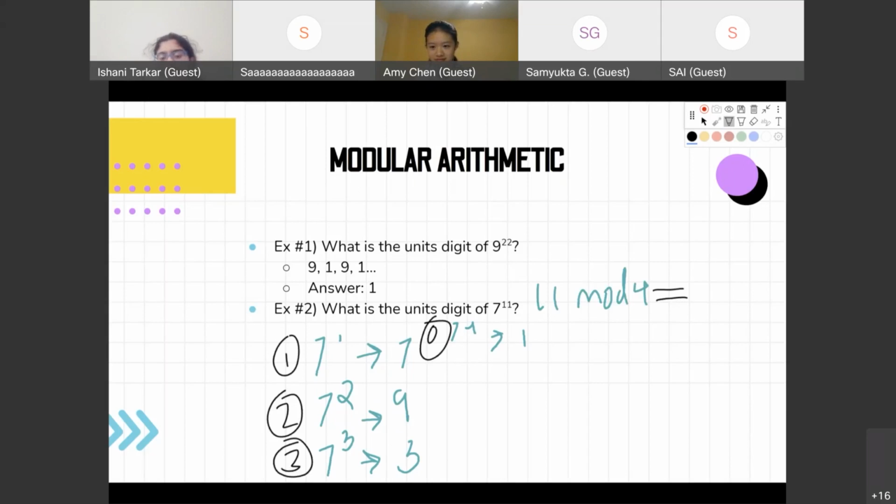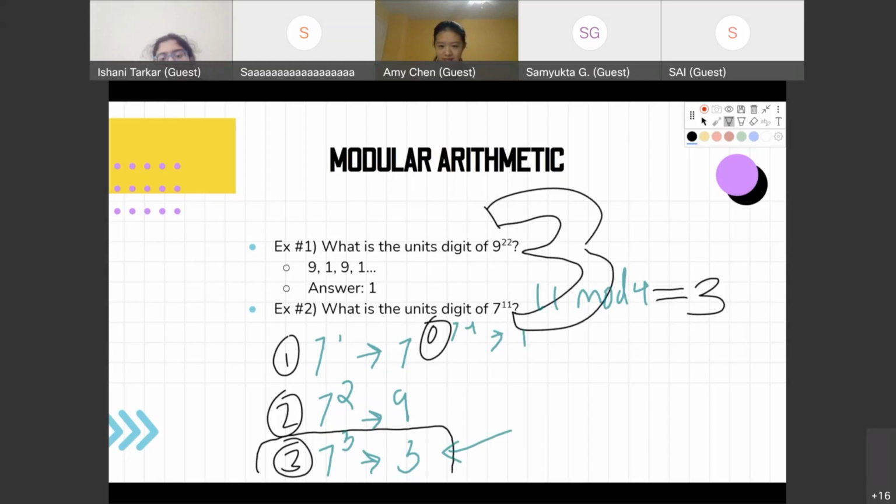It's equal to 3 because the remainder when you divide 11 by 4 is 3. So that means we get this one over here. So the units digit of 7 to the power of 11 is equal to 3. Good job to everyone who got it and everyone who answered.